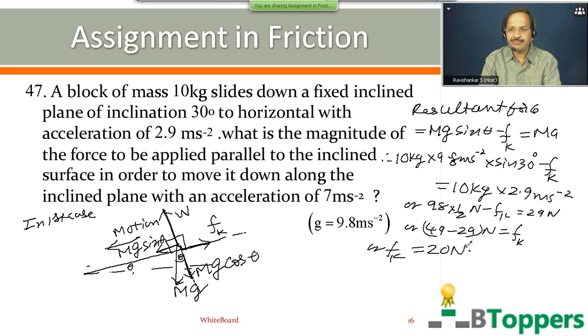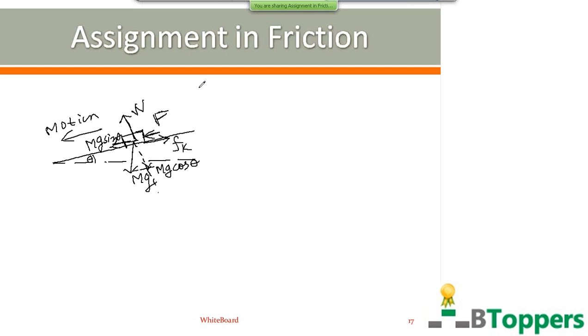But you have to remember that in both the cases, magnitude of kinetic friction of the block by the inclined plane has the same value equal to 20 newtons, because in both the cases, the block is sliding down the same rough inclined plane. In the second case, I've shown the situation in the figure. You are asked to find magnitude of this force capital F, which has to be applied on the block parallel to the inclined surface, down the incline, so that the block moves down the inclined plane with an acceleration of magnitude 7 meter per second square.